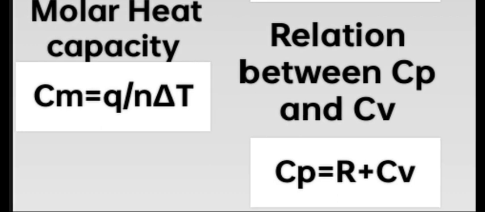Relation between Cp and Cv. Cp is the molar heat capacity at constant pressure, and Cv is the molar heat capacity at constant volume. So Cp is equal to R plus Cv, or Cp minus Cv is equal to R. Here R is universal gas constant. The difference of Cp and Cv is equal to R.